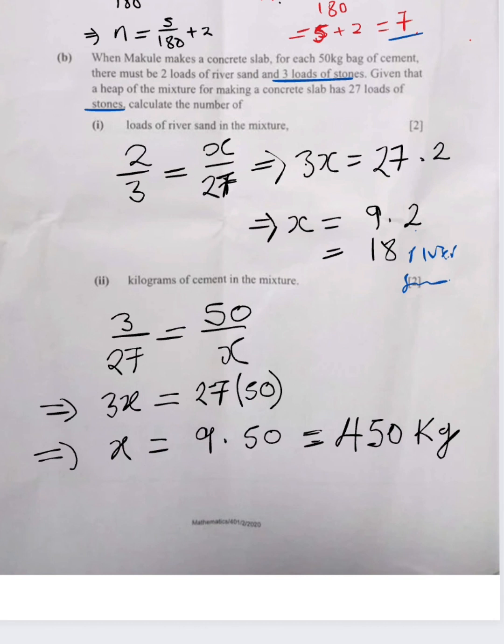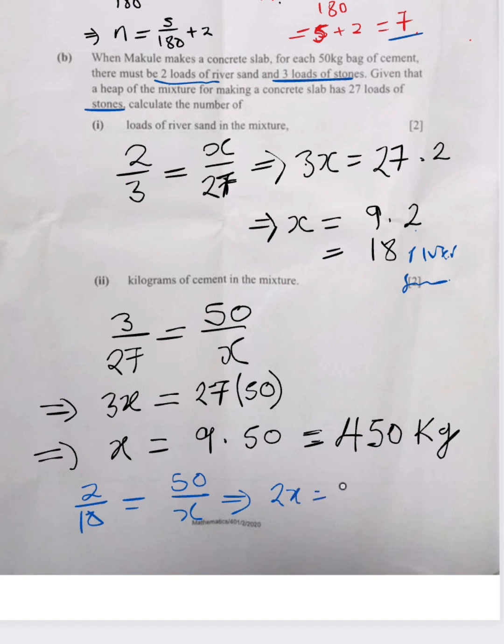Okay, if you want, you can use loads of river sand. Now, loads of river sand, we have 2 in the initial, that is 2. And when we increased the number of loads of river sands, we increased to 18. So this is 18 is equal to 50 divided by the new load, which we do not know. Now, that's subject of the formula.